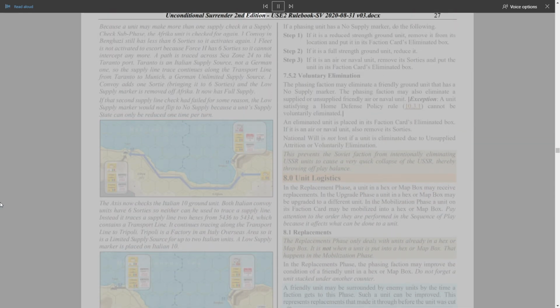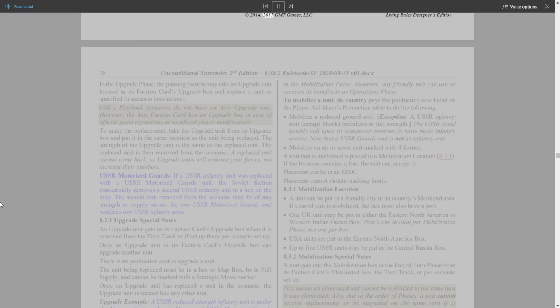Unconditional Surrender 2nd Edition, Use 2 Rulebook SV the 31st of August 2020 V03.docx 27. Copyright 2014, 2017 GMT Games, LLC Living Rules Designers Edition.